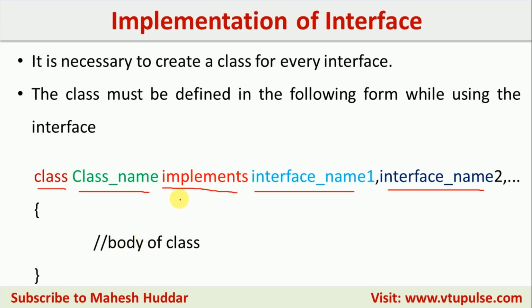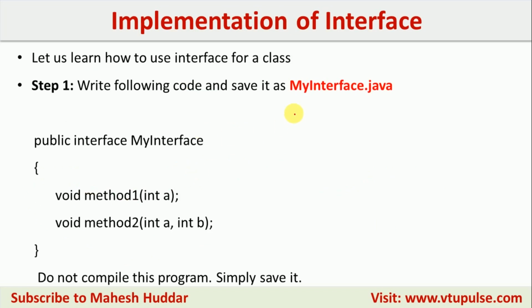Now we'll take a very simple example again to understand interface in detail. The very first thing I am supposed to do is create one Java file where I need to write the interface, similar to the extends keyword. The name of the interface is my interface in this case. I have two methods: the first one is method 1, the second one is method 2. The first will accept one parameter and the second will accept two parameters. All of them are integer type. Whenever you create an interface, you should not compile it. You just need to save that particular thing.